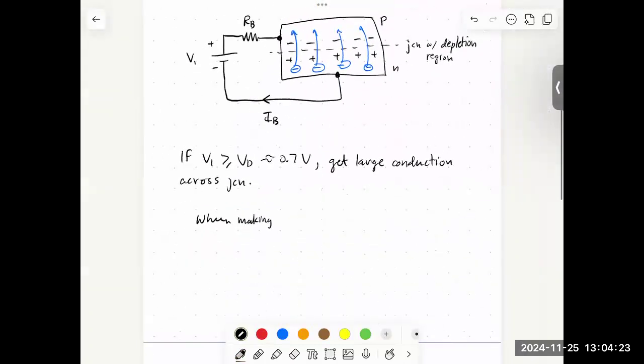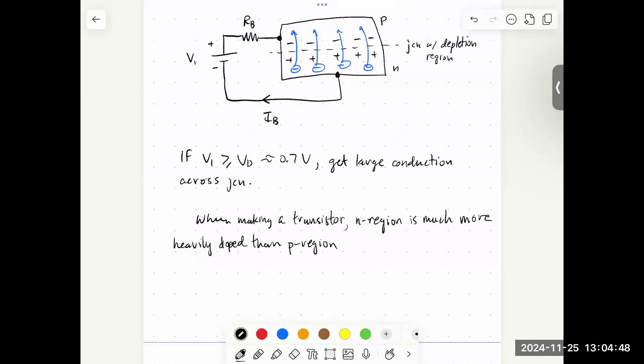Here, I'll keep this picture on there. When making a transistor, the N region is much more heavily doped than the P region. And so what that means is that most of the current is due to the flow of electrons.